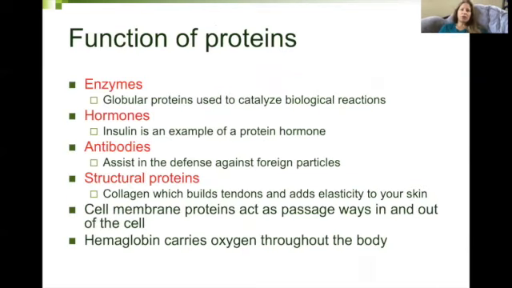And what do these do? So enzymes are globular proteins that catalyze biological reactions. What it means is it allows a biological reaction to occur faster. Some of your proteins are hormones like insulin, which regulates your blood sugar. Antibodies, which are hopefully preventing you from getting COVID. Structural proteins like collagen, which builds tendons and gives elasticity to your skin and strength to your nails. We have channel proteins that act as passageways in and out of the cell. And we have hemoglobin, which is going to carry oxygen through your body.